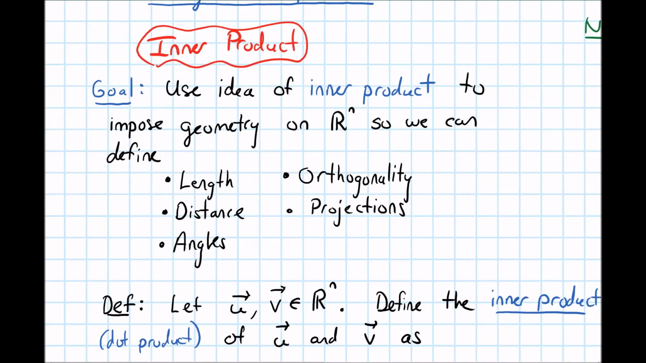In this video, we're going to talk about the inner product. Our goal is to use this notion of the inner product to impose geometry on Rn, so we can talk about things like length and distance and angles between vectors and orthogonality, which we talked about in the overview video. This is just another word for perpendicular.